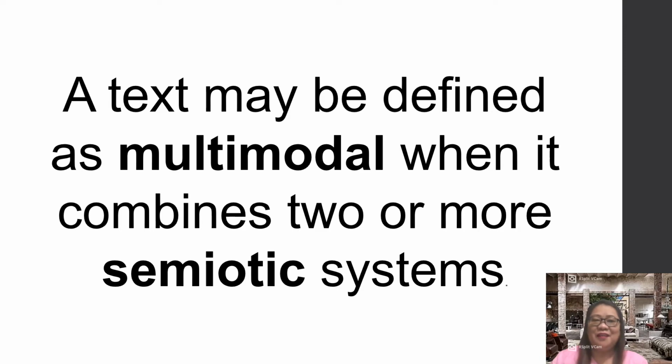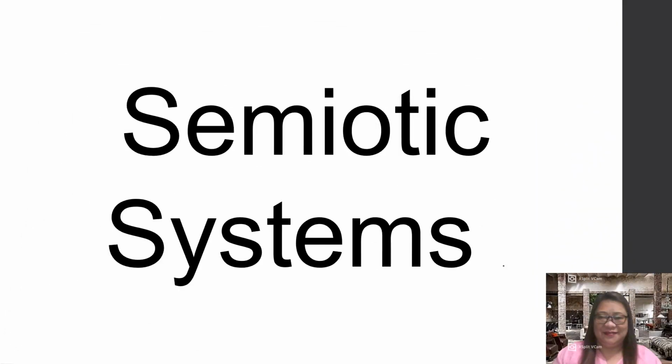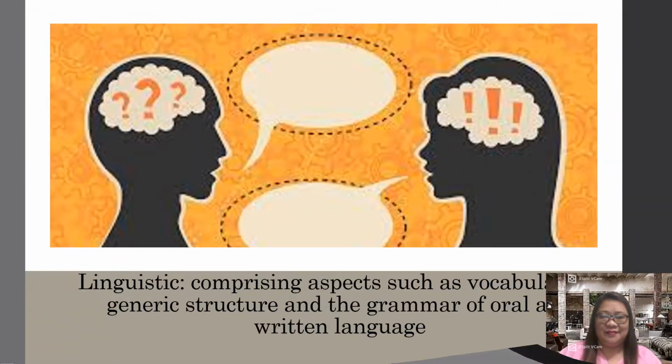To sum it up, a text may be defined as multimodal when it combines two or more symbiotic systems. What are symbiotic systems? Number one is linguistic, comprising aspects such as vocabulary, generic structure, and the grammar of oral and written language.